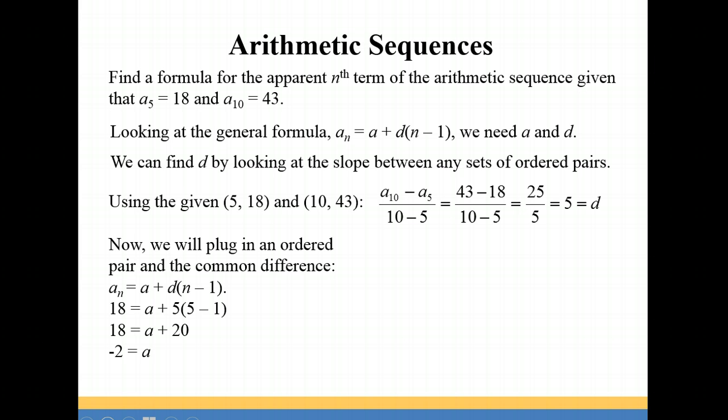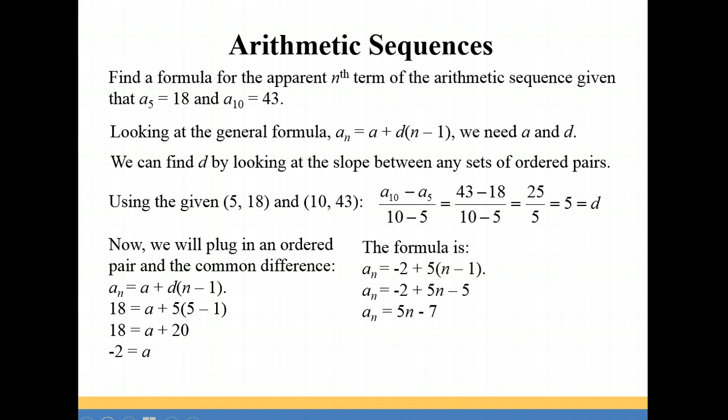Now we still have to find a. So we're going to plug in what we just found, which was our common difference, d, which was 5, and one of the ordered pairs. So we're using the 5 and 18. So when n is 5, 18 is our a sub n. And then we plugged it in and simplified. So we have 5 times 5 minus 1, which gave us 5 times 4, or 20. And then subtracting the 20 from both sides of the equation to isolate a, we get a is negative 2.